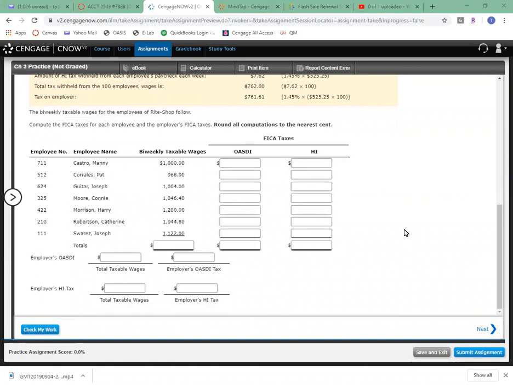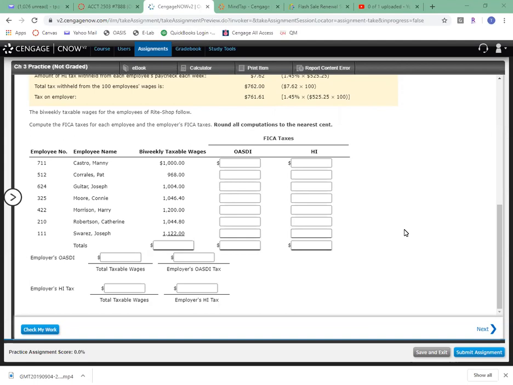We have employees of Right Shop, and they are paid biweekly, and they give us their employee name and their biweekly taxable wages, so they give us what amount is taxable, and they just want us to calculate the FICA withholdings. For me personally, I found it easier to type these wages into Excel and use calculations to come up with the answers. But really all you're doing here for each employee is multiplying their taxable wages for OASDI by 6.2%, and for the HI, the 1.45%. You do want to round to 2 decimals, or to the nearest cent.